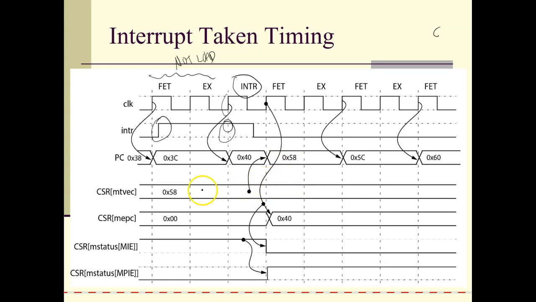So MTVEC is this. It was previously written. It gets written to the program counter. Here's the program counter. At the same time, I'm taking the address of this instruction. We didn't execute this instruction. This would have been executed had we not taken an interrupt, but that's where I need to come back to. So I'm going to store that in the MEPC, which is good. You can see the MIE automatically turns off, and additionally, this MIE is written to the MPIE. So all four things are demonstrated there, and that's it for taking an interrupt.